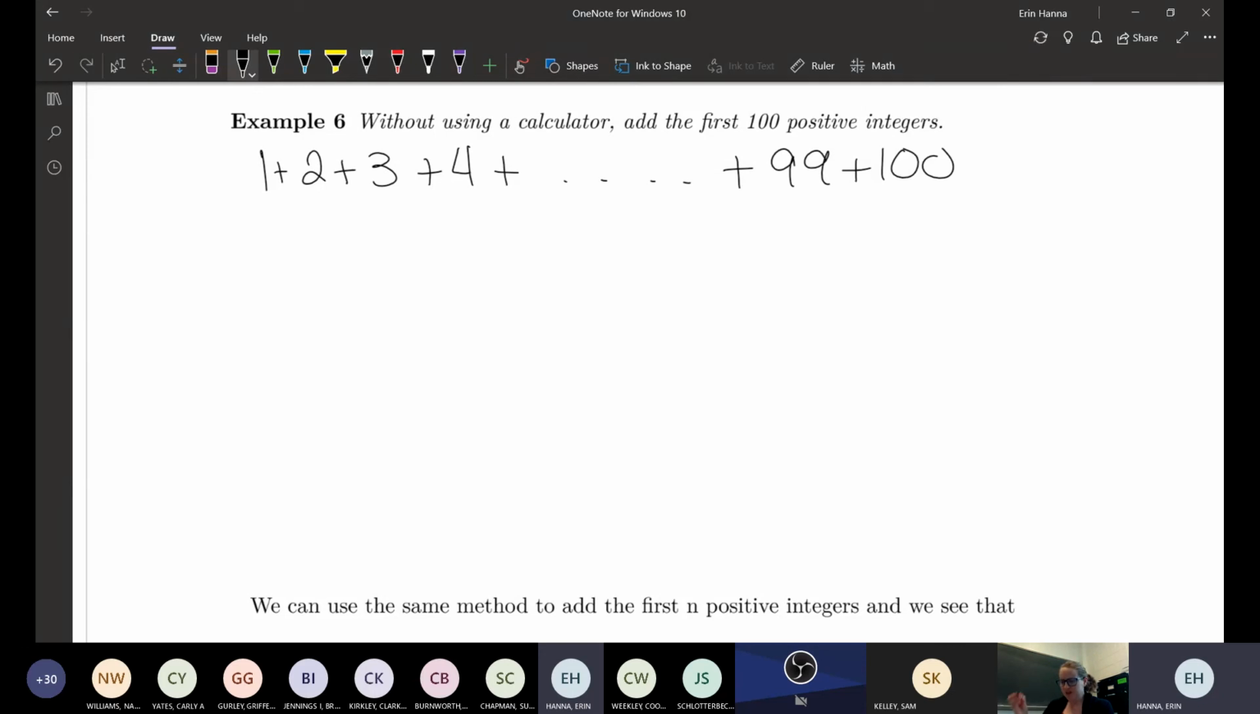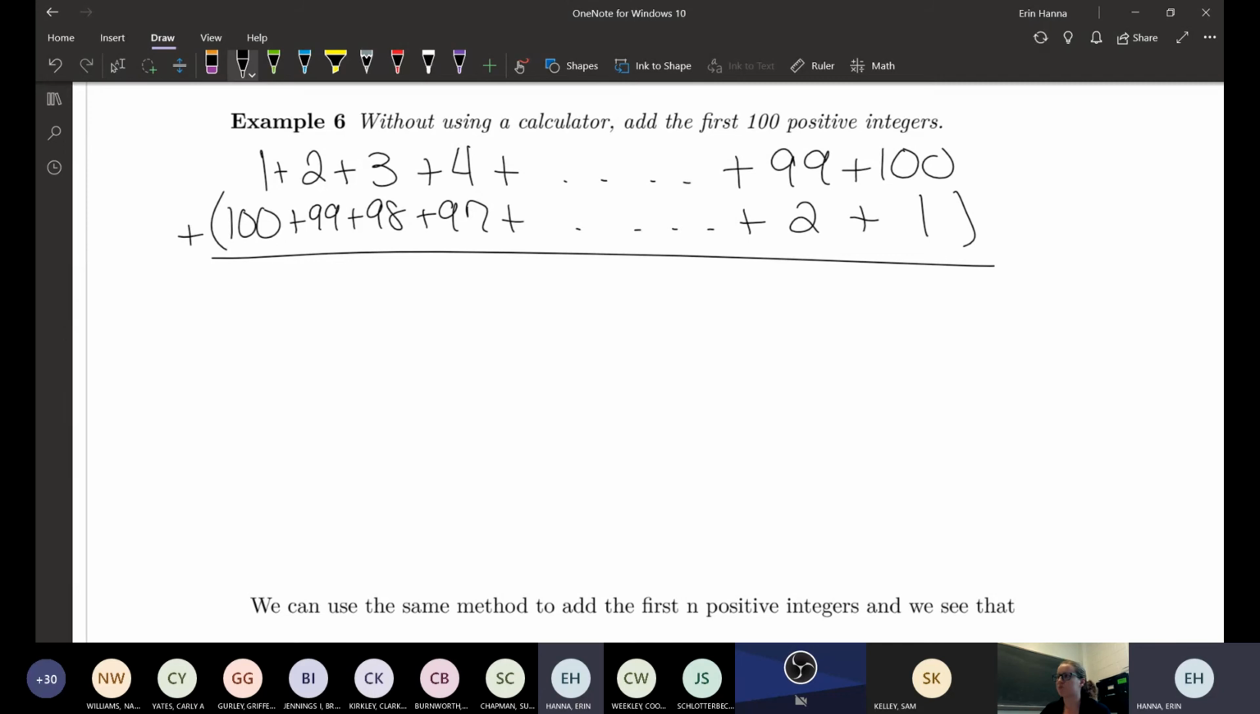Well, let me do a kind of strategic thing. And let me repeat that but backwards. And let me think about adding these two groups together. And again, I'm doing this in a very specific route. There's a couple different ways you can finagle this. If you think about adding all these together, 1 plus 100 gives us 101. 2 plus 99 gives us 101. 3 plus 98 gives us 101. 4 plus 97 gives us 101.